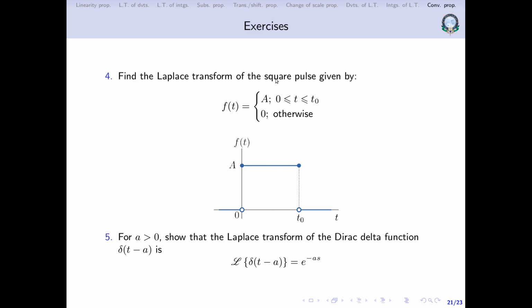Find the Laplace transform of the square pulse, which is given by this one, and find the Laplace transform of the Dirac delta function. I would like to leave this to you. You can try it out. You just have to use the definition of the Laplace transform, and you can easily find the Laplace transform of the square pulse and the Dirac delta function.